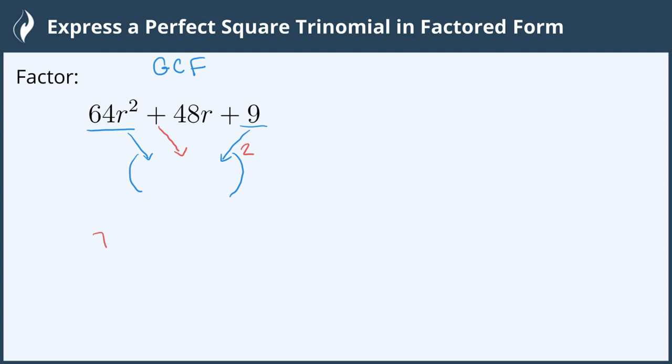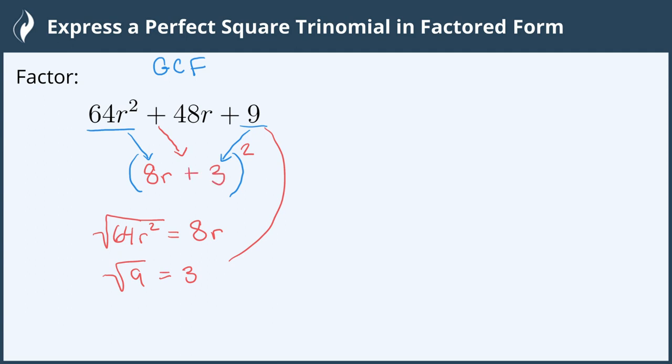So square rooting our 64r squared. 64 is 8 times 8, so the square root of 64 is 8. And the square root of r squared is r, because r times r is r squared. So this goes into our first position of our binomial. Now we will square root our last term, which is the square root of 9, giving us 3, and we fill it in here. Then we take the sign of the middle, which is positive, and now using our pattern, we have completely factored this perfect square trinomial.